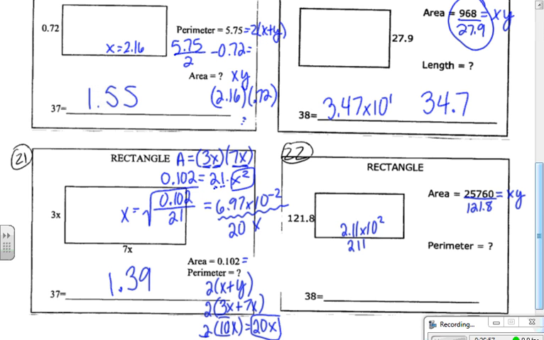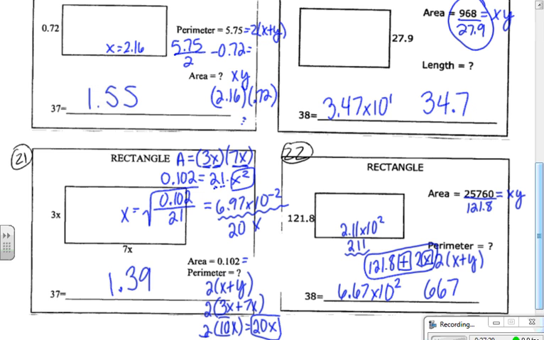We don't clear it out though. We know that perimeter is 2 times the sum of our 2 sides. So you have one of the sides showing in your calculator. You have your 211. So then you just type in plus 121.8. That will give you then the sum of them. And then we want twice that, so then you hit times 2. And that will give you then our final answer, which is 6.67 times 10 to the second. If we move it over twice, 667.